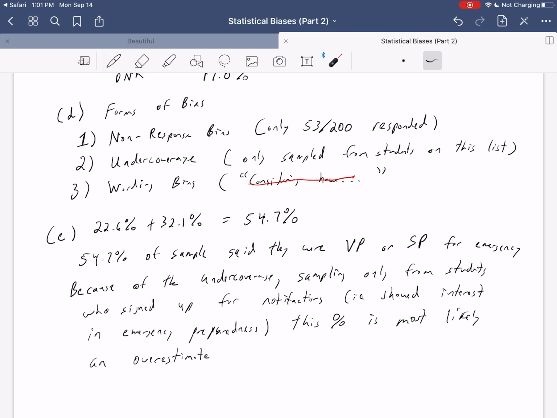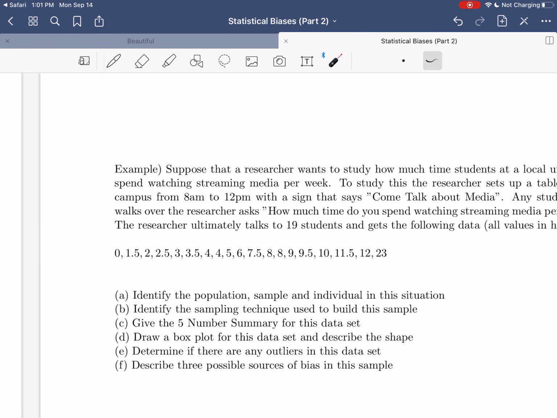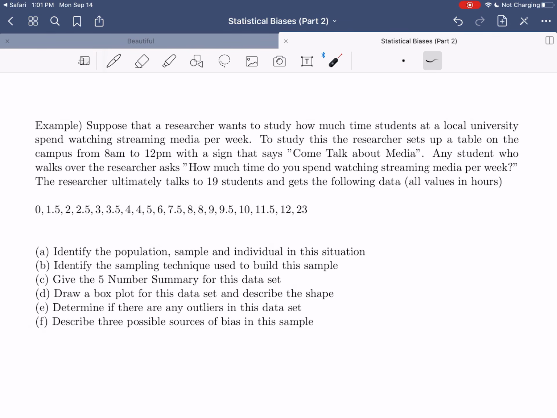All right, let's go ahead and take a look at a second example. We'll change gears, though, from something that's categorical in nature to something that's quantitative. For our second question, we'll stick with researching university students. Suppose a researcher wants to study how much time students at a local university spend watching streaming media per week.